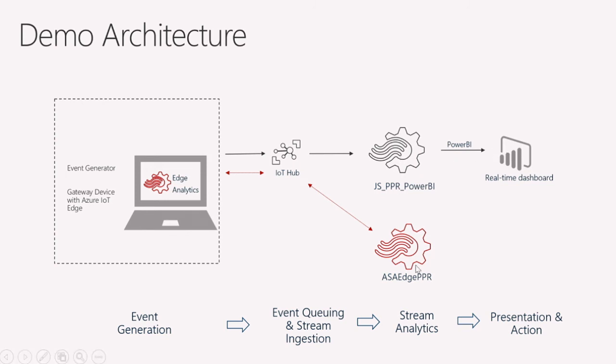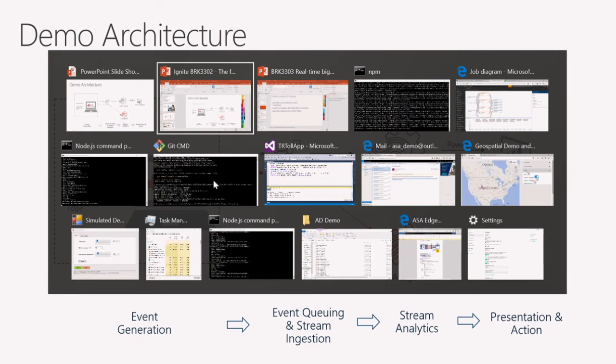But I'm also going to open up an edge job. This edge job is going to be called ASA Edge PPR. And all this does is use the IoT hub to communicate back to my device. So the fundamental processing is actually going to be happening on my laptop and not the cloud. So let's see if this works.